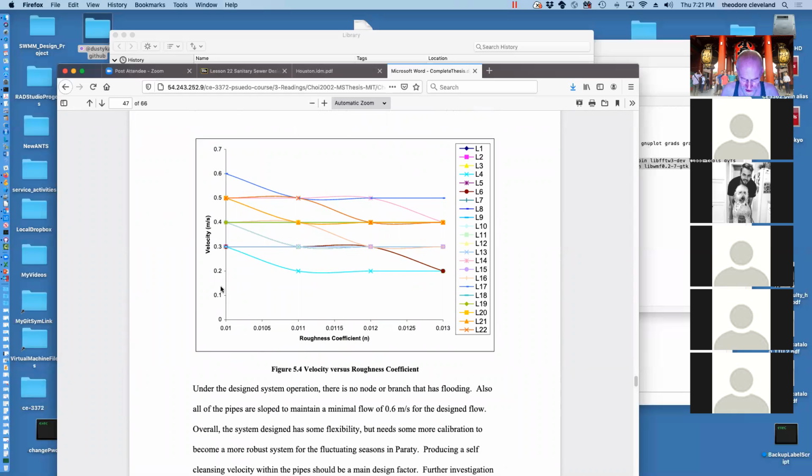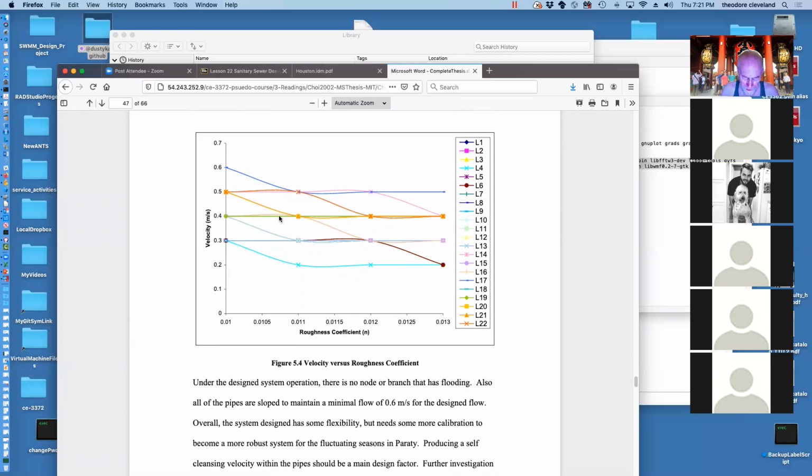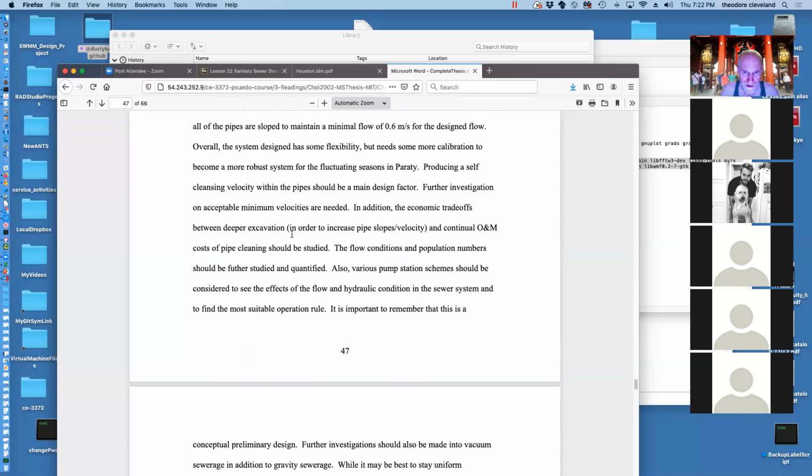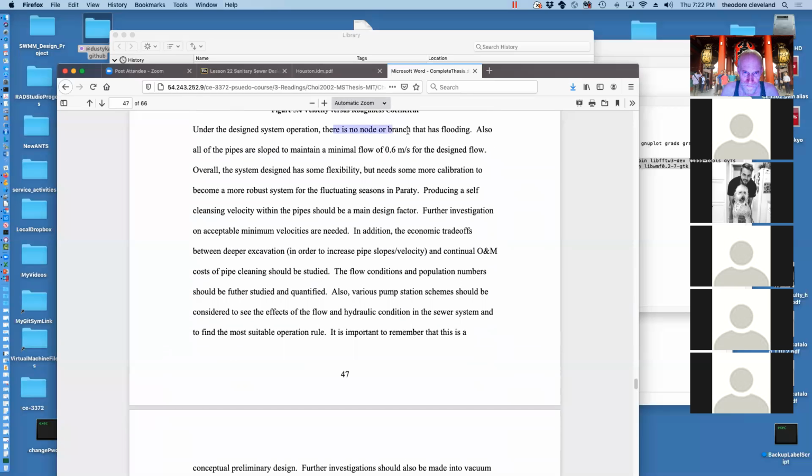And we actually can get an idea of the impact of Manning's n in this system. It has some effect on velocity, but not as much as one would think over these ranges of Manning's n. And going from 0.01 to 0.013, that's pretty much all the same number. That's the reason those are flat lines. And there's one of the important observations. Under the design system operation, there's no flooding.